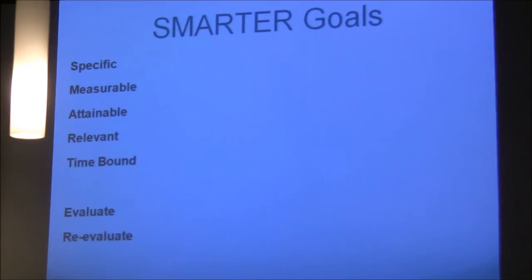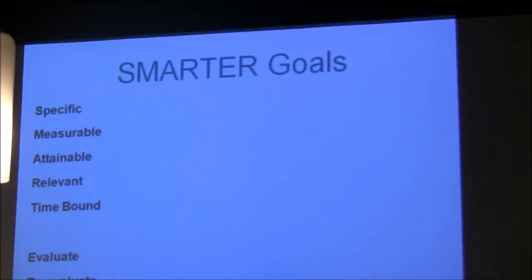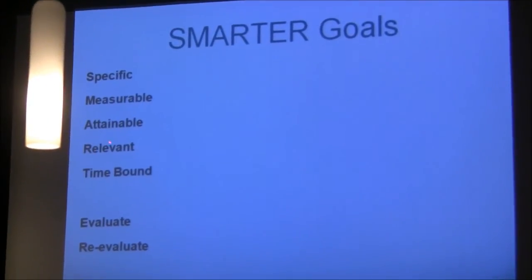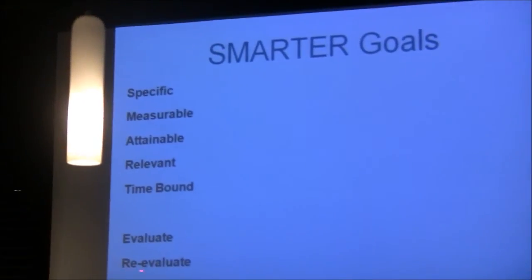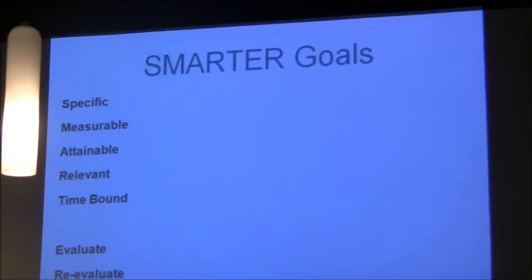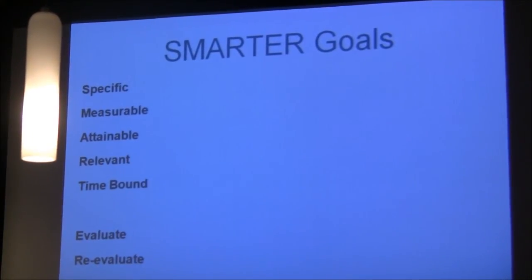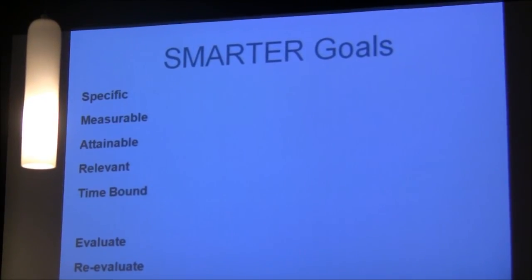So SMARTER goals, what are SMARTER goals? A lot of us have heard this before, right? I think specific, measurable, attainable, relevant, time bound. The big one here, especially with social media and anything internet marketing based, is you need to go back to it. You need to reevaluate it. You need to do it during the campaign. You don't wait till the end and look at all the numbers.